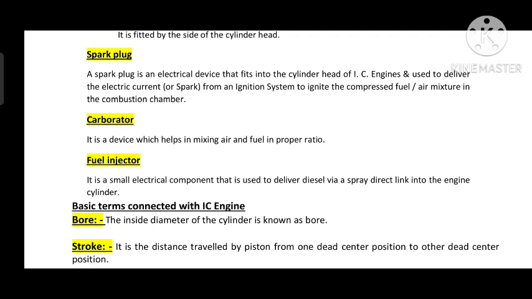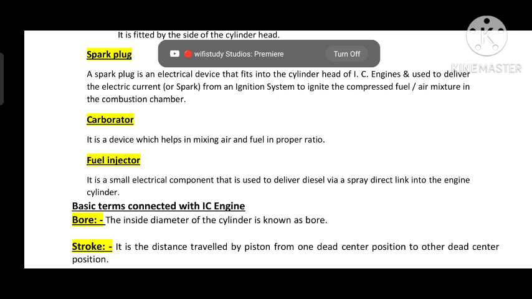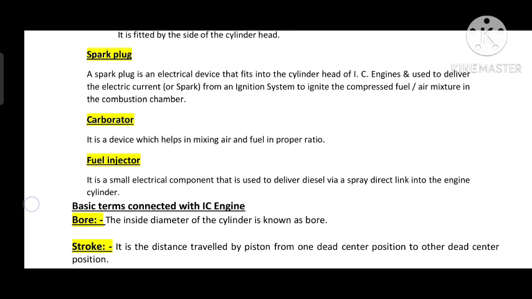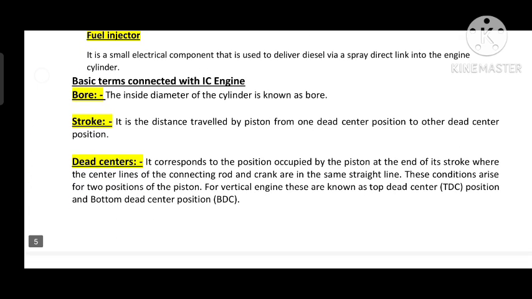Then, basic terms which are related to an IC engine. First one is your bore. The bore is the inside diameter of the cylinder. Next is your stroke. It is the distance traveled by the piston from one dead center to another dead center. Dead center: there are two types of dead center. First one is top dead center, and second one is bottom dead center.